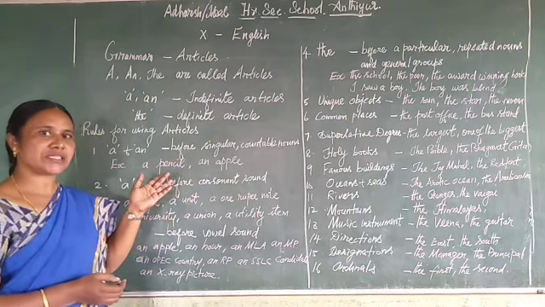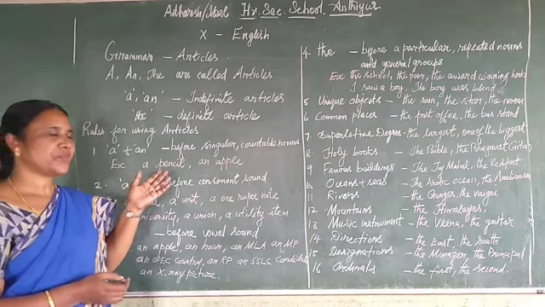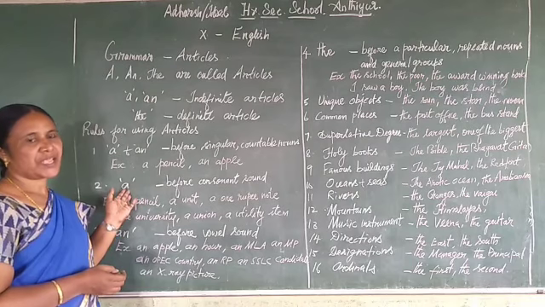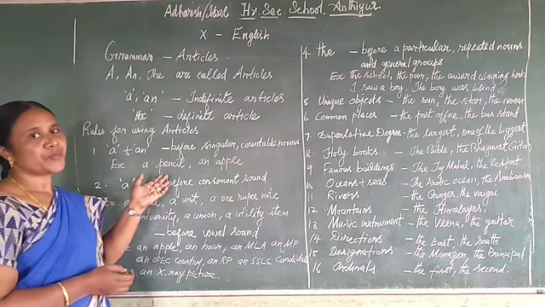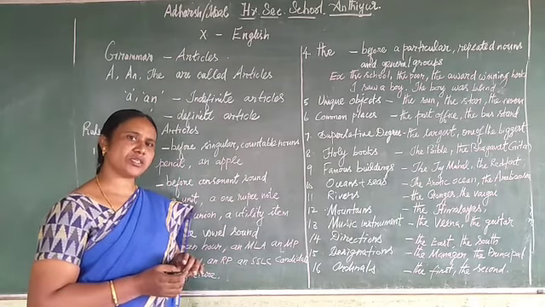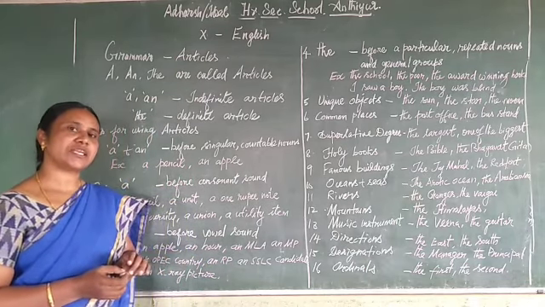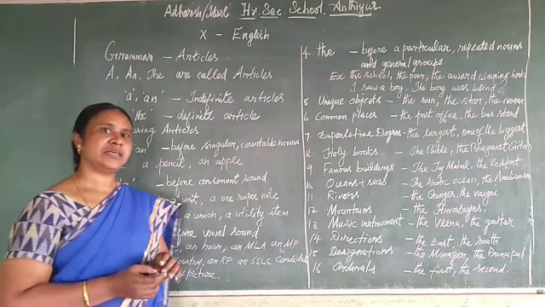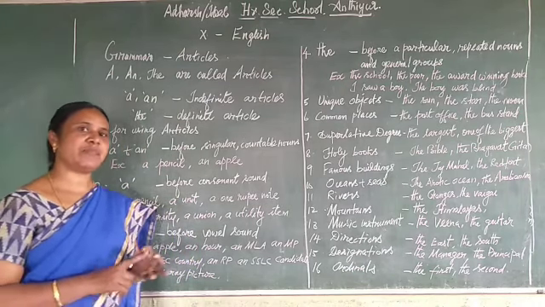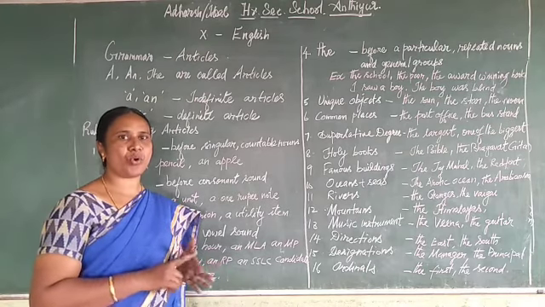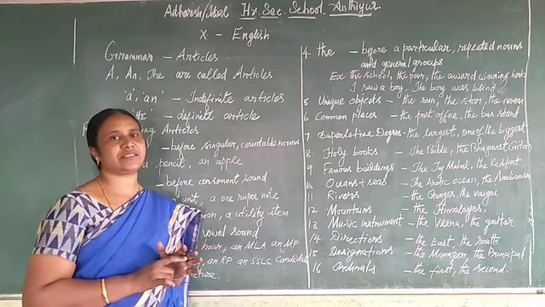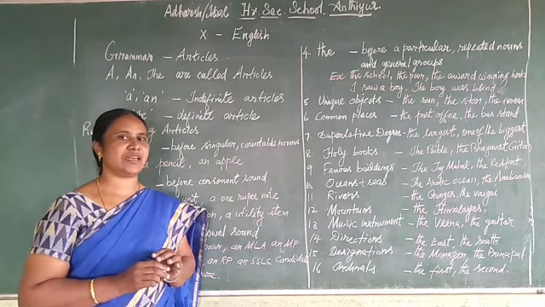Okay, good. And the next one: the article a is used before a consonant sound. What is a consonant? In English letters, there are vowel letters and consonant letters. Except A, E, I, O, U, the remaining letters are consonant letters.